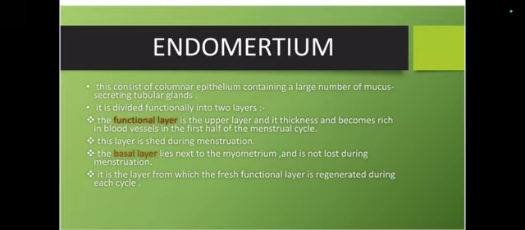It is divided functionally into 2 layers: the functional layer and the basal layer. The functional layer is the upper layer; it thickens and becomes rich in blood vessels in the first half of the menstrual cycle. This layer is shed during menstruation. The basal layer lies next to the myometrium and is not lost during menstruation. It is the layer from which the fresh functional layer is regenerated during each cycle.